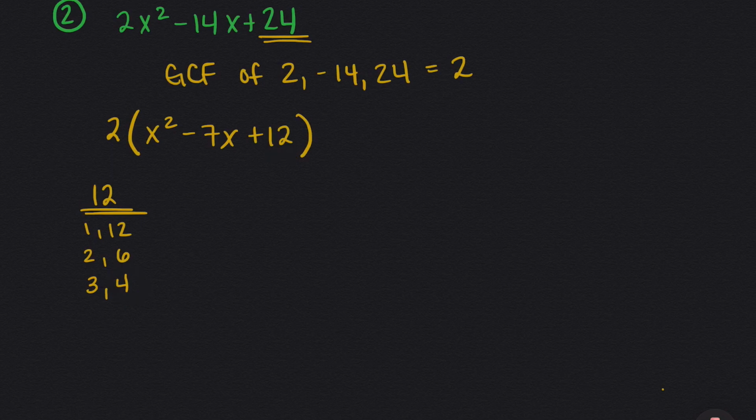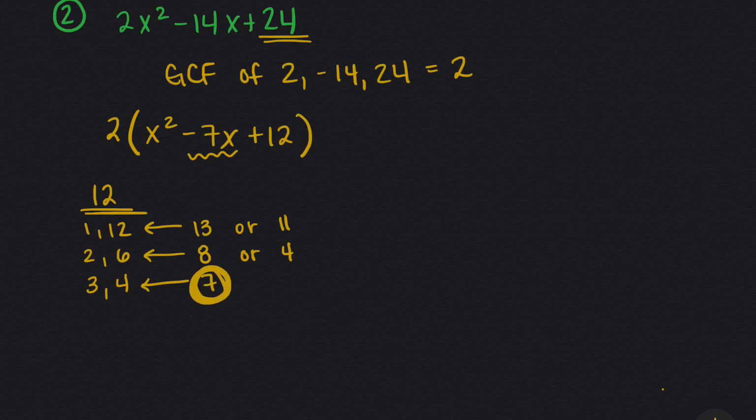Now we check through our pairs of factors, and we're looking for a pair that can combine to give us -7. For the time being, we will ignore the fact that the 7 has to be negative, and we'll just start checking addition and subtraction on each of these pairs. 1 plus 12 gives you 13. When you subtract them, you get 11. 2 and 6. When we add them, we get 8. When we subtract them, we get 4. 3 and 4. When we add them, we get 7, and hey, that's what we want.